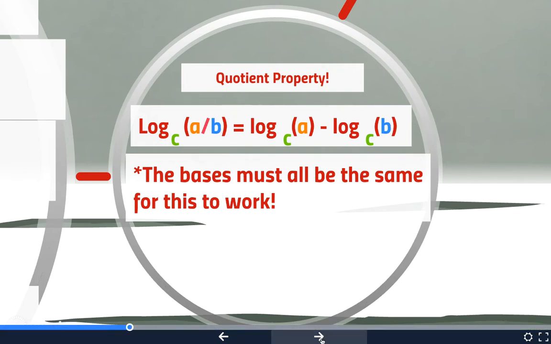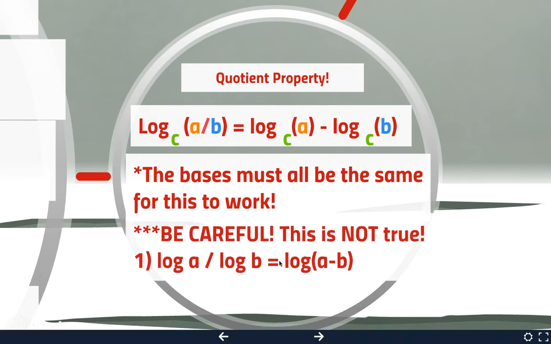And again, be careful. Do not interchange these rules. If you see subtraction in the log, that doesn't mean you can divide two separate logs. So this is not even true, so don't even try it. The reverse is definitely never, ever, ever true. So just watch yourself.